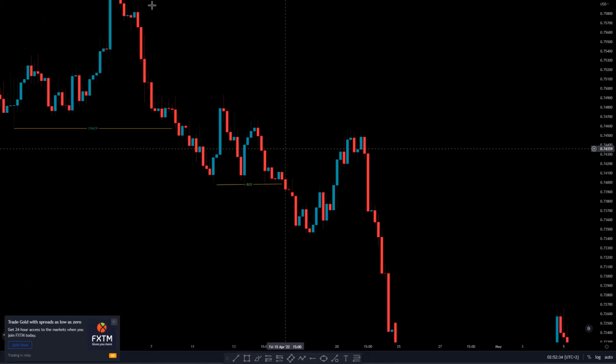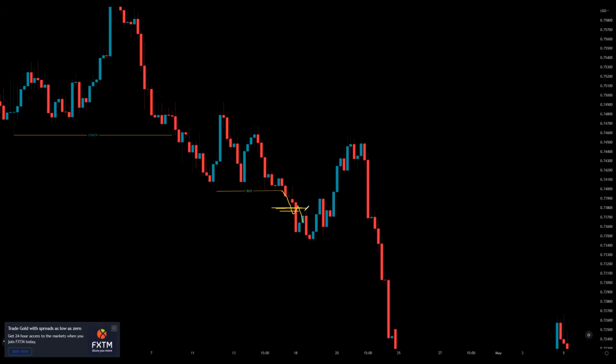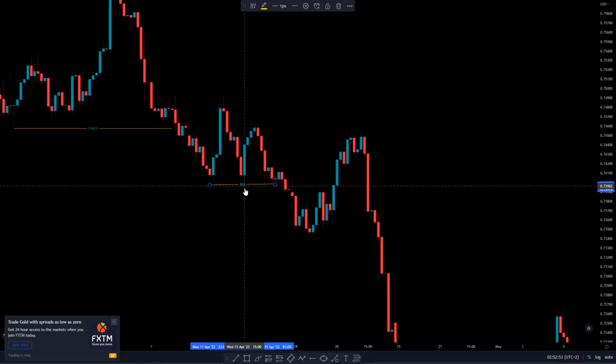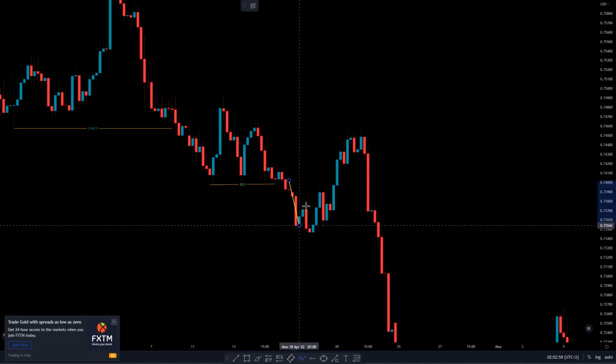Now look at this point here after the break of structure. Most people will just be entering and saying, finally the price is coming downside. Finally, the price has broken this level, and the price is coming downside. Most of the cases, no. Now look at what the price did.